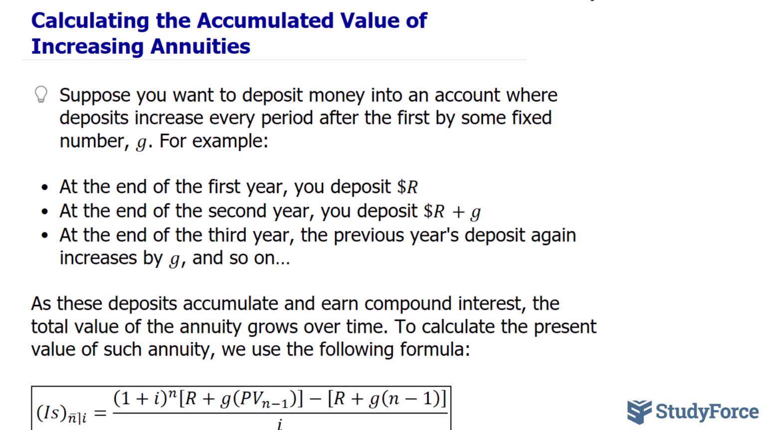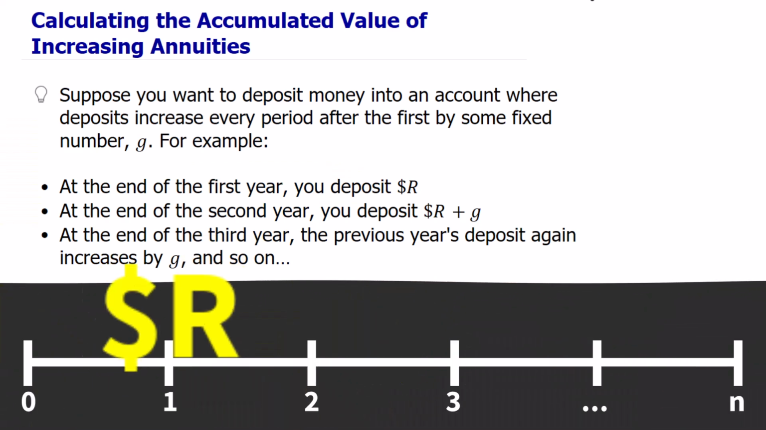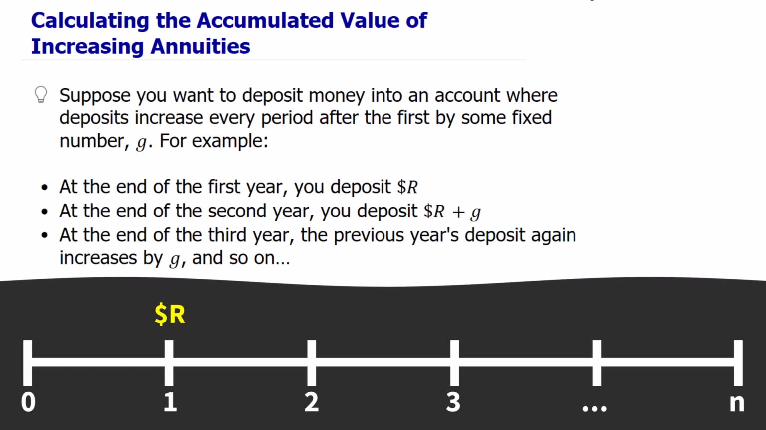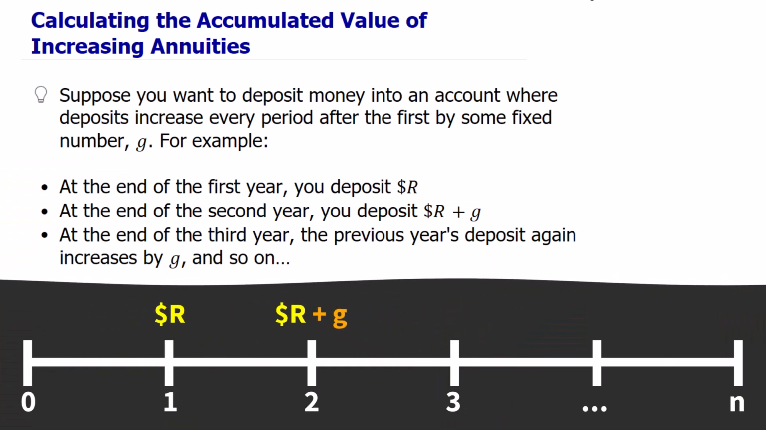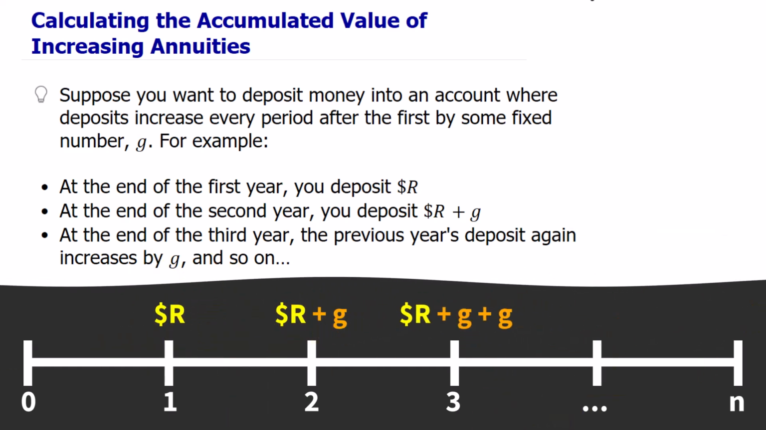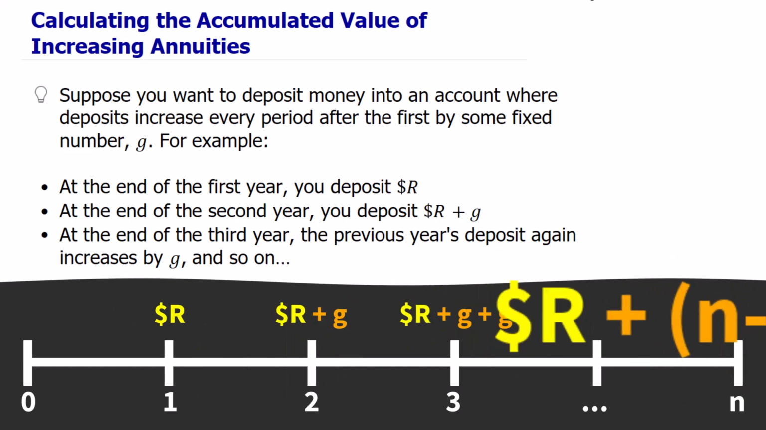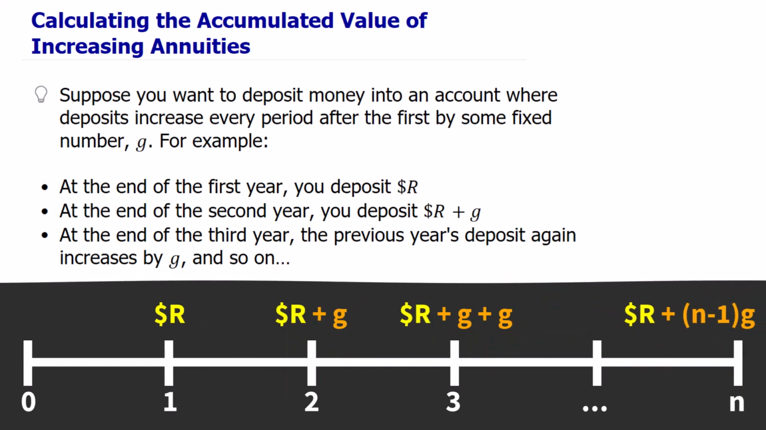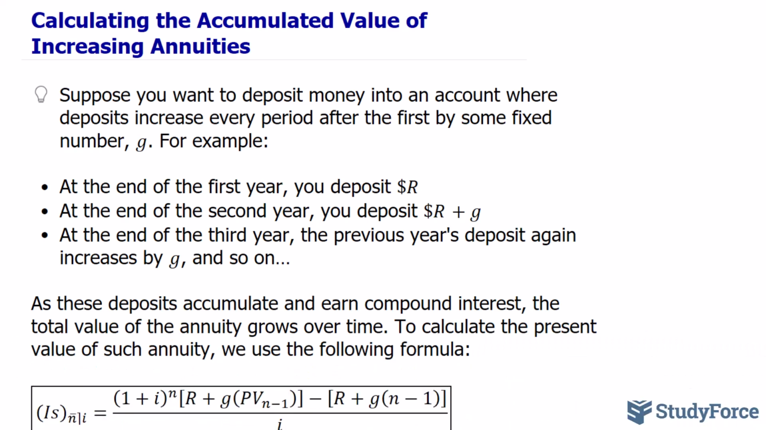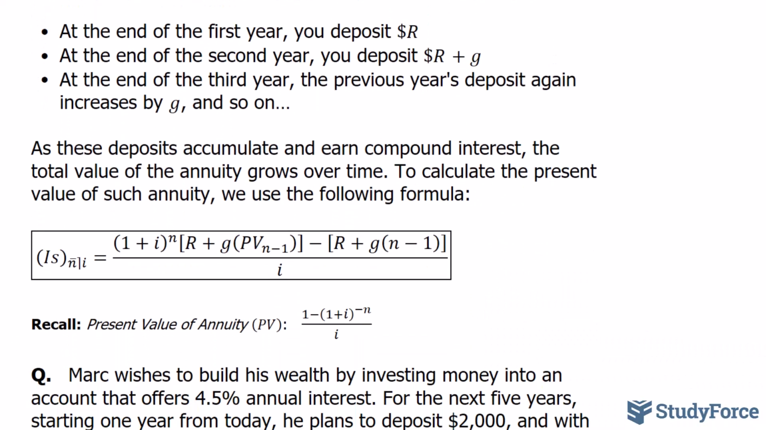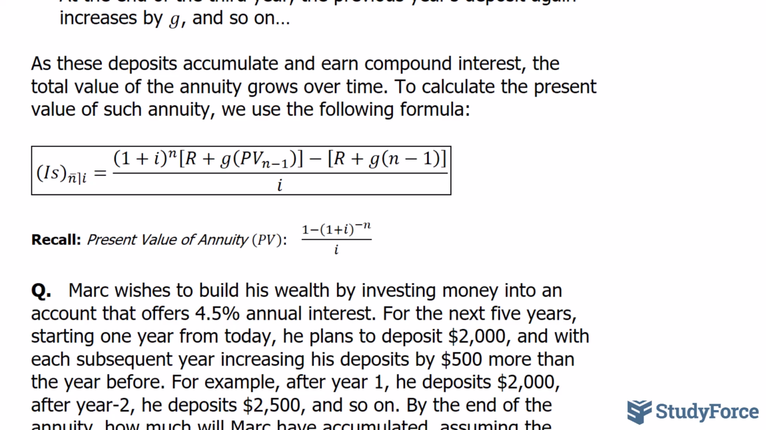Suppose you want to deposit money into an account where deposits increase every period after the first by some fixed number G. For example, at the end of the first year, you deposit R dollars. At the end of the second year, you deposit R dollars plus G. At the end of the third year, the previous year's deposit again increases by G, and so on. It is clear that as these deposits accumulate and earn compound interest, the total value of the annuity grows over time. To calculate the present value of such an annuity, we use the following formula.